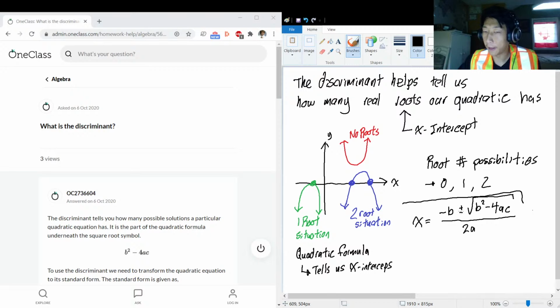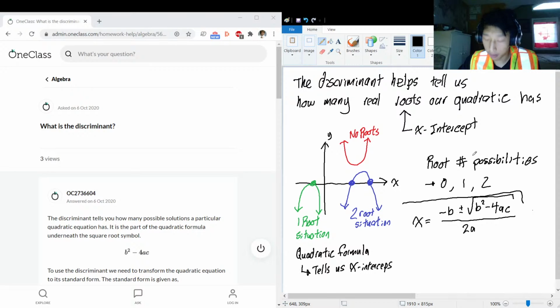Now there's going to be situations where we're going to have 2 possible roots, and this plus minus will give us this one, and it will give us this one. I'm trying to make my brush a little bit more visible. See this one and this one. We can find those out because of the plus minus. But what we're mostly interested in for the discriminant is right here.